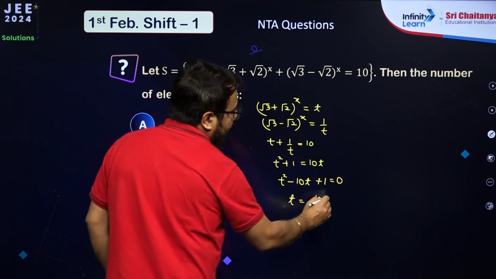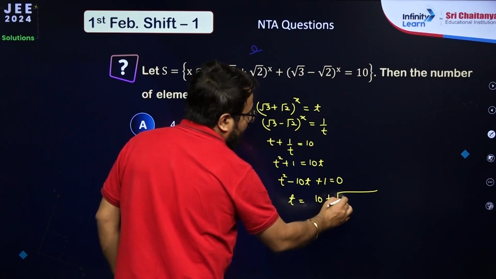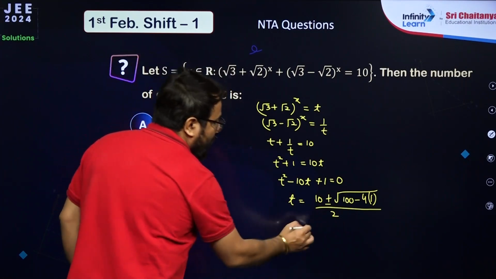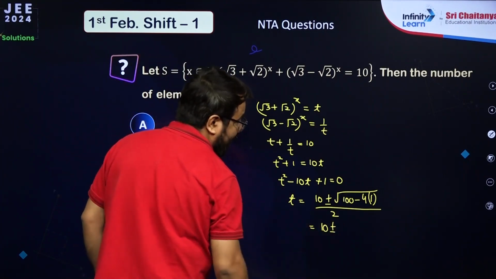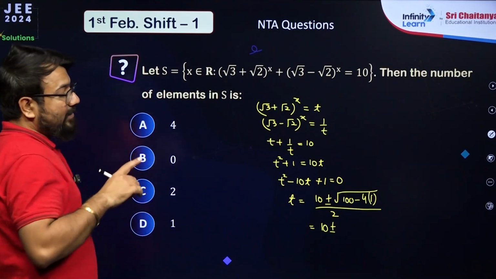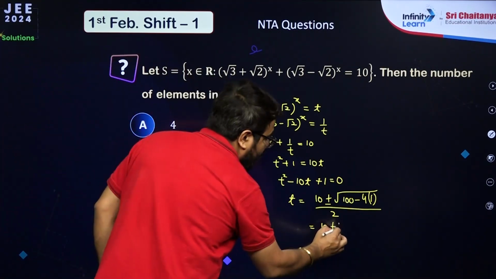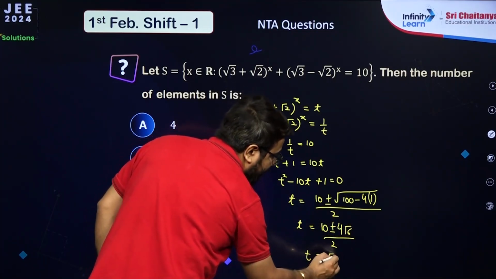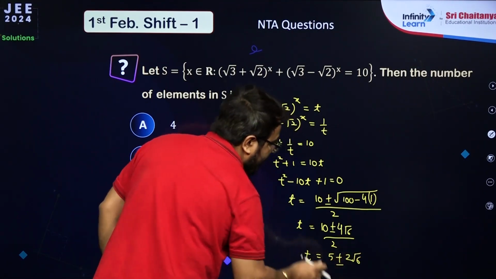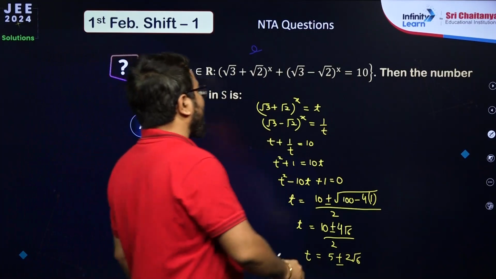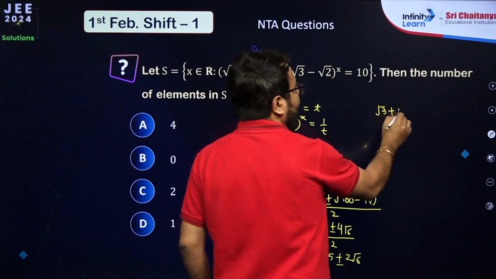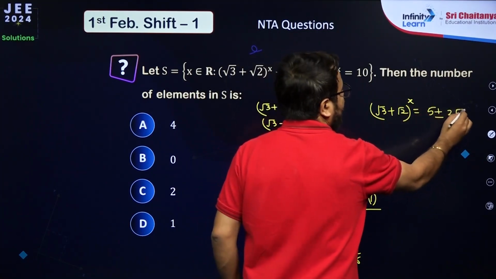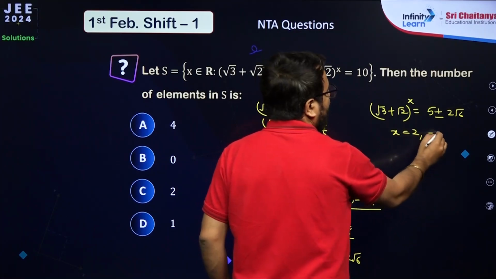I got the value of t as plus minus root over b square minus 4ac whole divided by 2a. So this becomes 10 plus minus root over 96. 96 can be written as 16 into 6. Root 16 is 4, so 4 root 6 actually, and whole divided by 2. So the value of t that has been coming here is 5 plus minus 2 root 6. I hope you are able to understand this. That means here if I write root 3 plus root 2 whole raised to the power x as 5 plus minus 2 root 6, then the value of x can be plus 2 as well as minus 2.